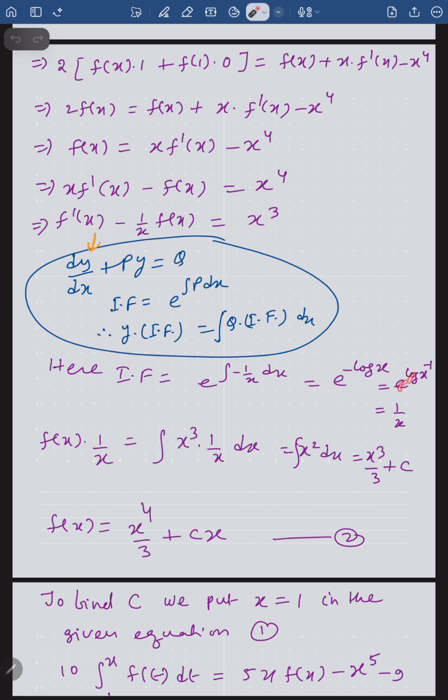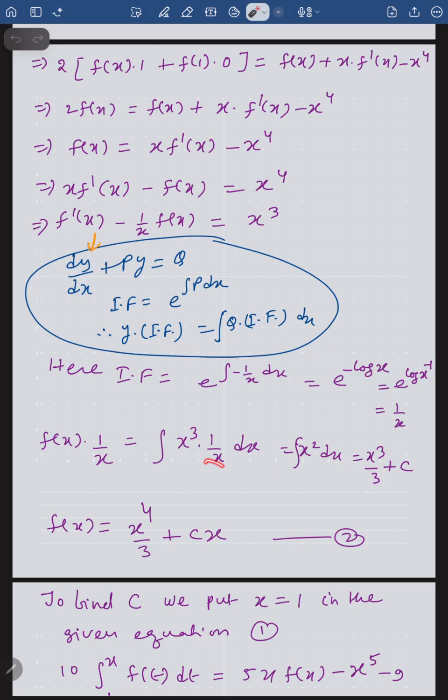And e and log will get cancelled. You will get x to the power minus 1, which in turn can be written as 1 upon x. So the integration of this function can be written like this: y into IF, meaning f(x) into 1 by x, equal to the integral of Q into IF. Q means x cube, into IF which is 1 by x, dx.